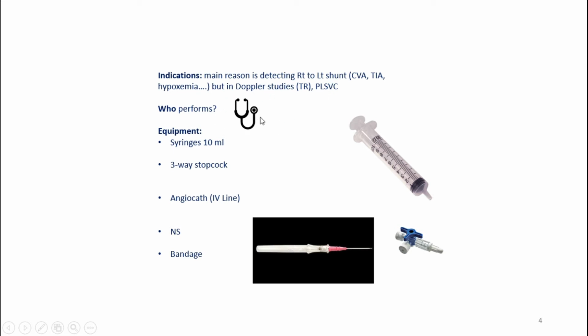For performing a bubble study, we need two people, one echo tech and another assistant. The assistant is responsible for preparing, getting the IV line and the injection solution. In most centers, usually it is a nurse, but it can be a physician assistant, physician, or a trained echo tech. Equipment: we need 4 to 6 10-milliliter syringes, one three-way, angiocath, normal saline, and band-aid. Nowadays, in most centers, the syringes are filled with 9 milliliters of normal saline and ready to use.